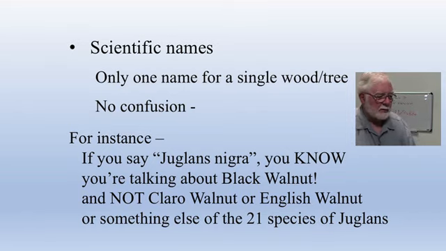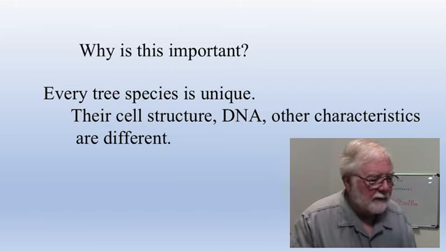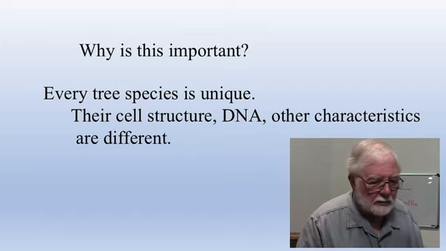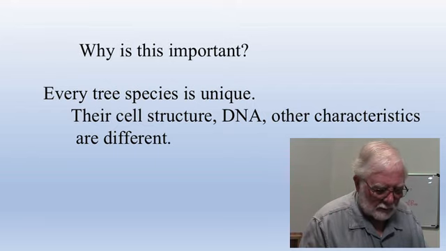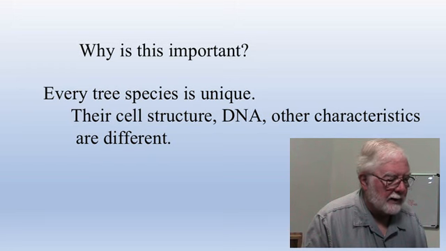For instance, if you say Juglans nigra, you know that you're talking about black walnut. It's not Claro walnut, it's not English walnut, it's not Peruvian walnut, it's black walnut. There's about 21 species. Why is it important? Because when we get into the details, every tree species is unique. Their cell structure is like fingerprints for a person, and their DNA and other characteristics are different. And we're going to find out that some are not even related.